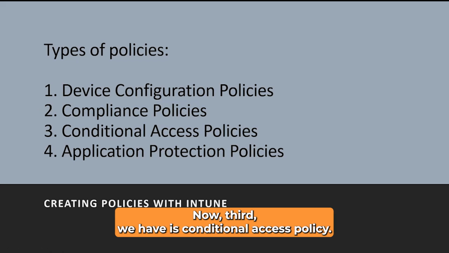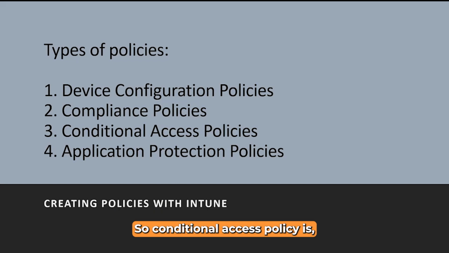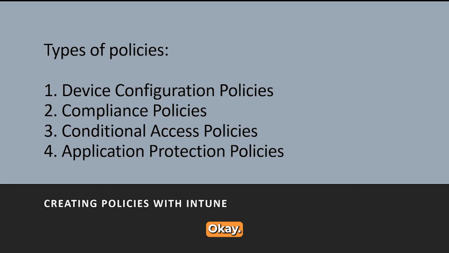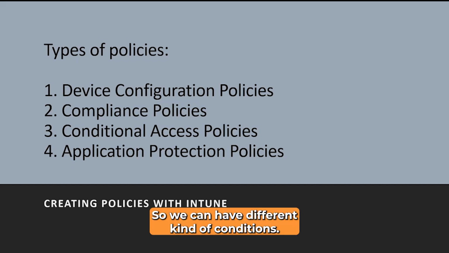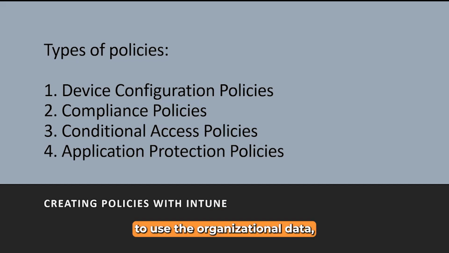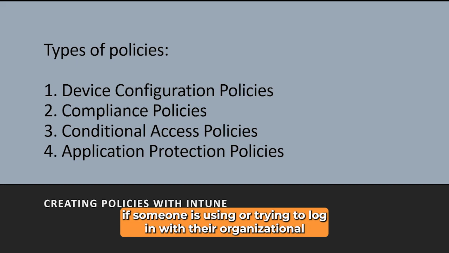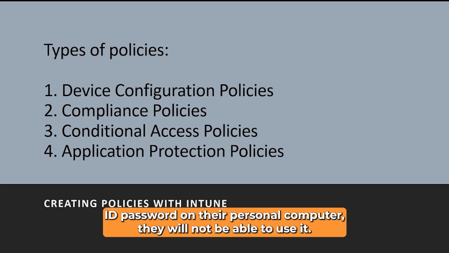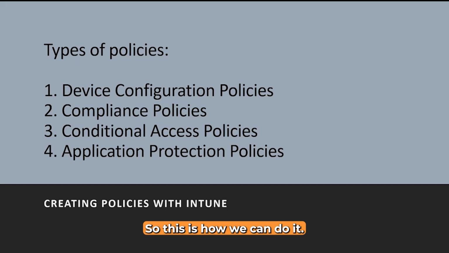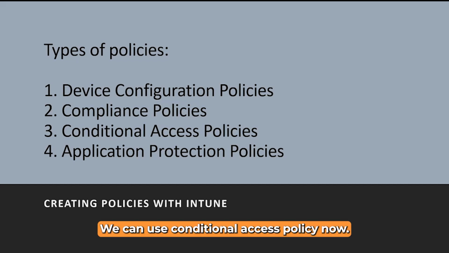Third, we have conditional access policy. As the name suggests, it has conditions to access the organizational data. We can have different kinds of conditions. For example, if I want only my corporate devices to use the organizational data, and someone tries to log in with their organizational ID and password on their personal computer, they will not be able to. I only give access to organizational data on corporate devices. This is how we can use conditional access policy.